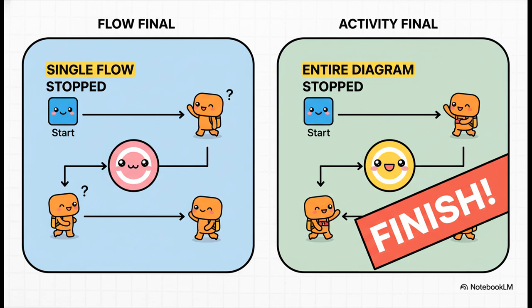Okay, one last key distinction on how we end things. We already saw the activity final, the bullseye that stops the entire process. But sometimes you just want to end one single parallel path. For that, we use the flow final, the circle with an X. Think of it as a local stop sign, not the big one that shuts down the whole highway.